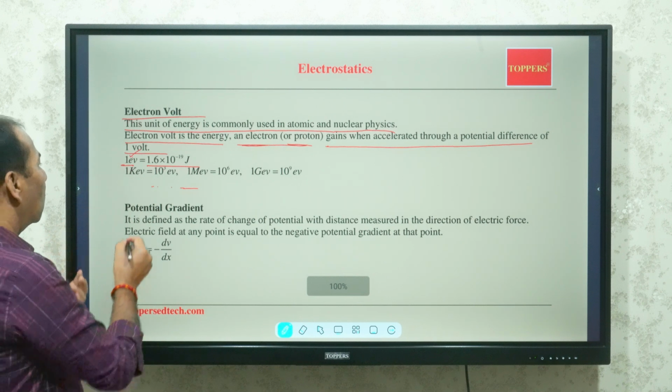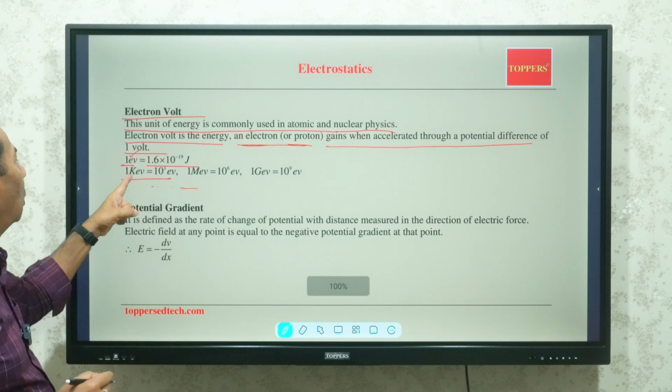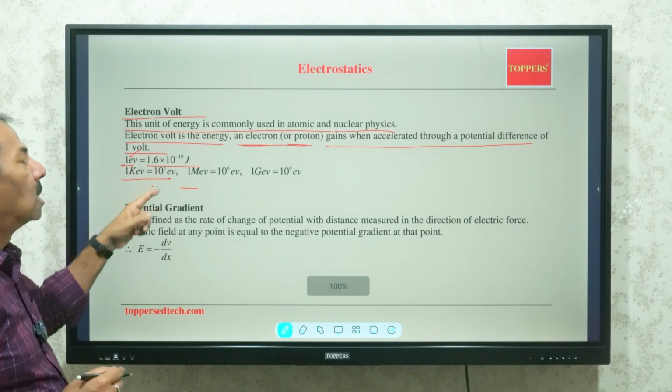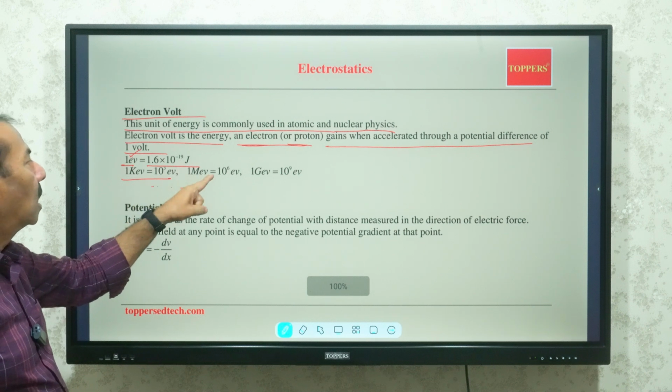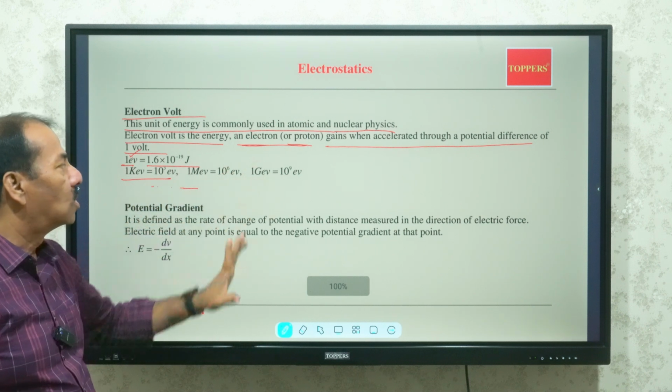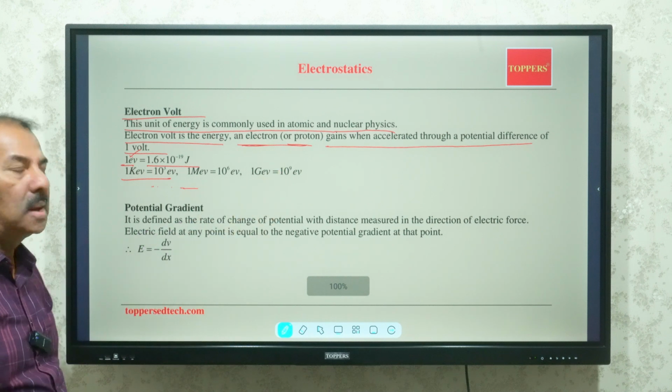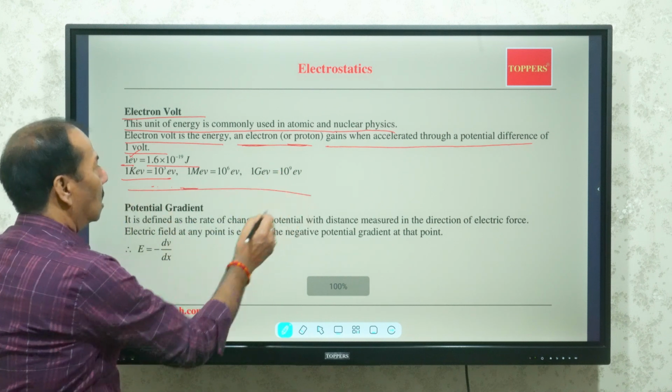Kilo electron volt will be multiplied by 1000, so 10 to the power 3 eV. Mega is 10 to the power 6, and so on. Nano will be 10 to the power minus 9, and so on. So that way we can consider all of these.